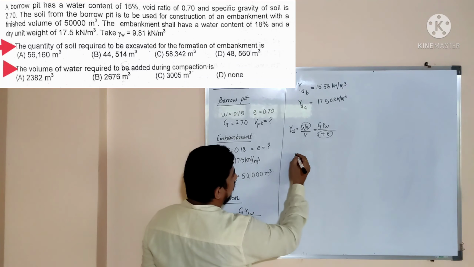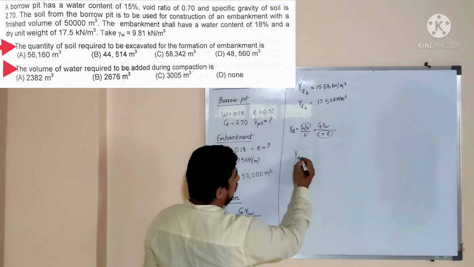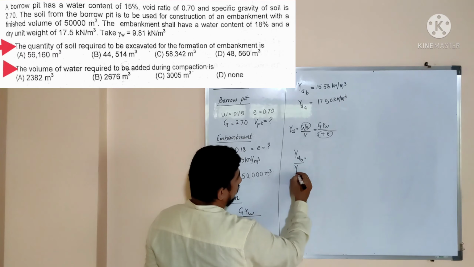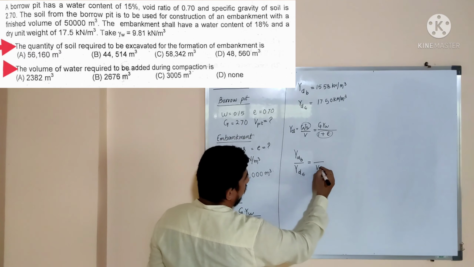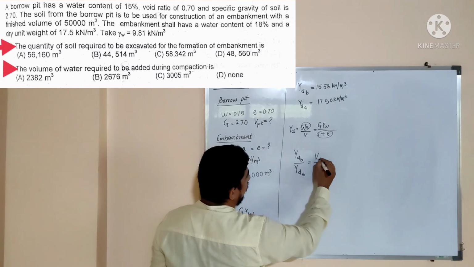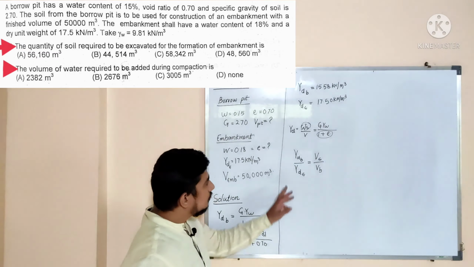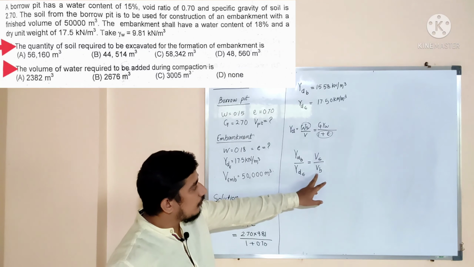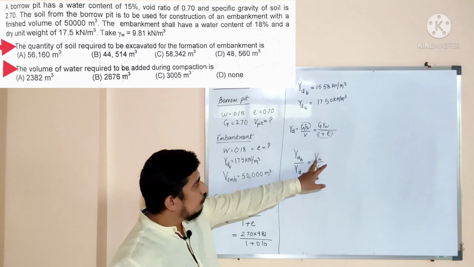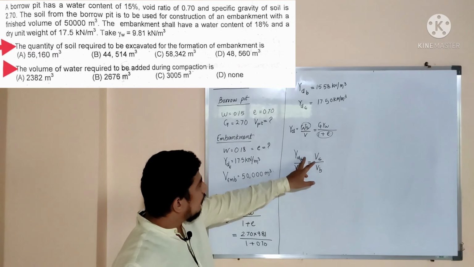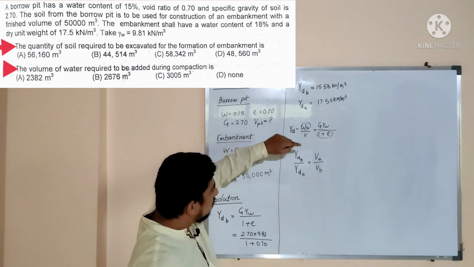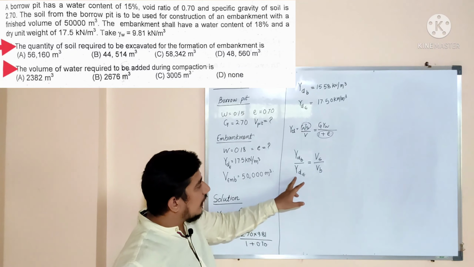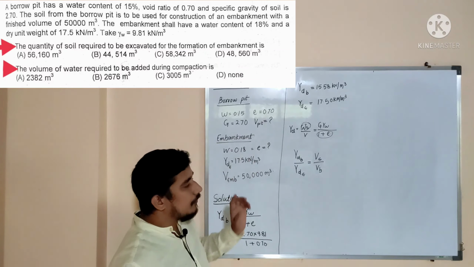So I can write it like this: gamma dB divided by gamma dE is equal to VE divided by VB. Okay, so these are the inverse relationship. VB is the volume of soil in the borrow pit, VE is the volume of soil in the embankment, gamma dB is nothing but the dry unit weight of soil in the borrow pit, and gamma dE is nothing but the dry unit weight of soil in the case of the embankment.